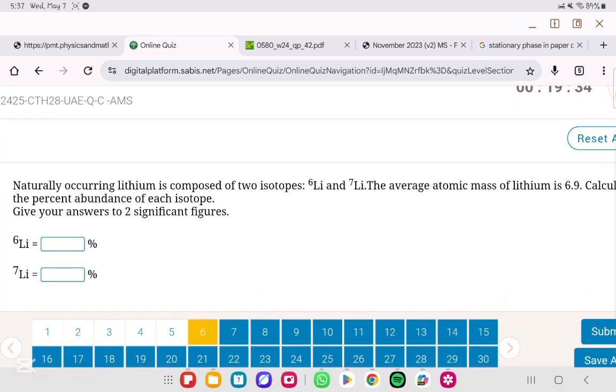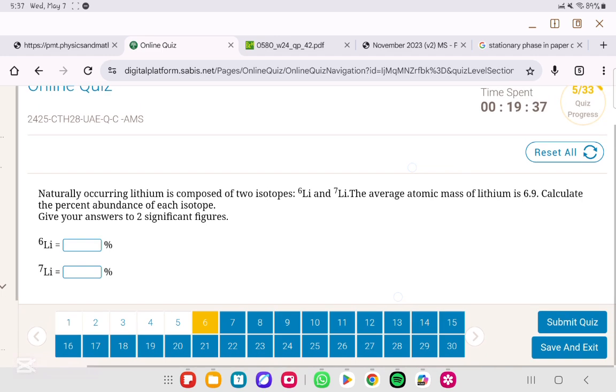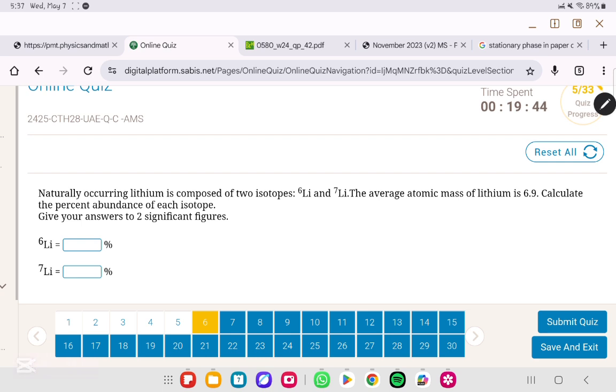It said naturally occurring lithium is composed of 2 isotopes. The average atomic mass of lithium is 6.9. Calculate the percentage abundance of each isotope. So this may seem difficult, but it's very, very simple. Same thing we did before. So what did we do before? We did RAM is equal to mass times percentage plus mass times percentage.